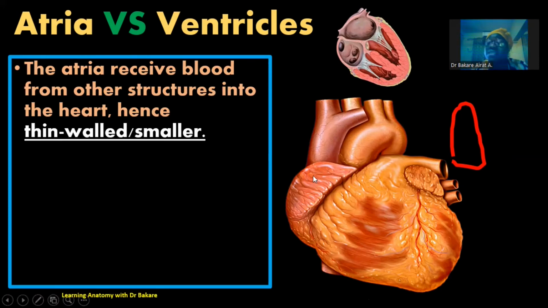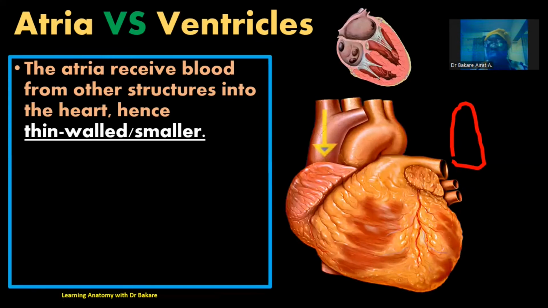What these regions are known for is to receive blood into the heart, and it comes at free will, because the right atrium receives blood from the vena cava. The left atrium receives blood from the pulmonary vein. So it comes at free will. So the atria need not be muscular to be able to accept blood into them. And that is why you see that they are thin-walled and they are also smaller. And they are seen at the upper part of the heart as we've established.